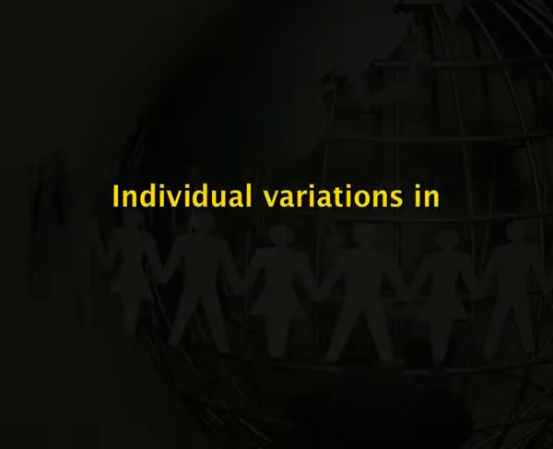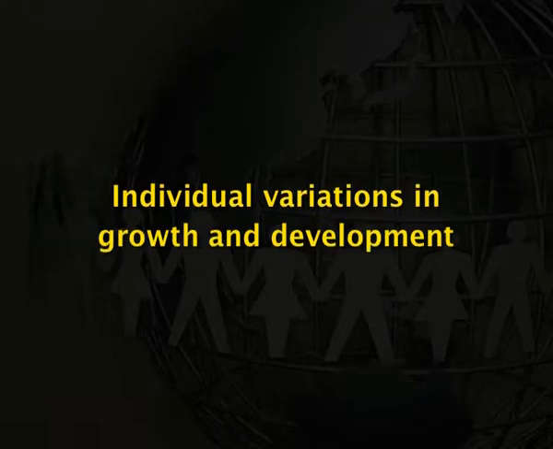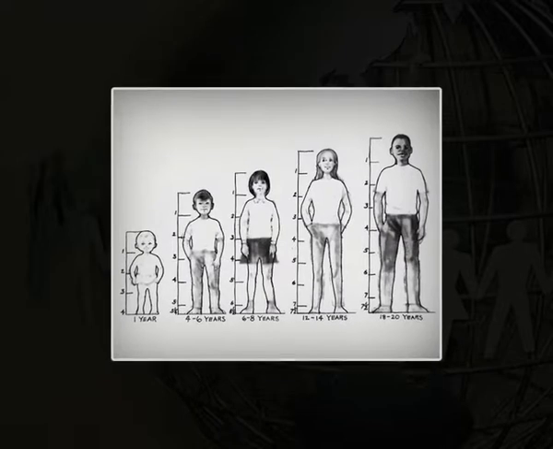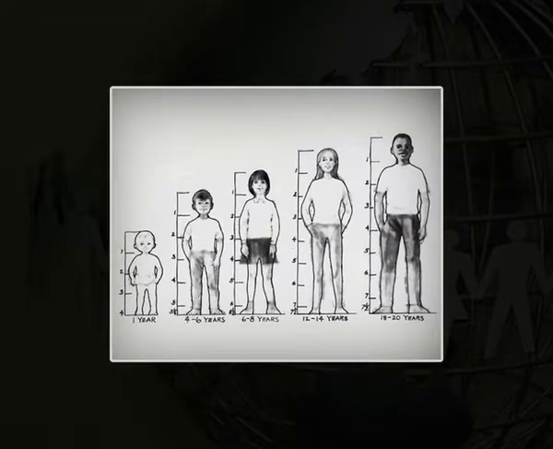The individual variations in growth and development. Individuals follow the same pattern of sequential changes in growth and development. There is, however, considerable variation among individuals in the rate of growth and development. For instance, children vary markedly in height, weight, and other dimensions of physical growth.